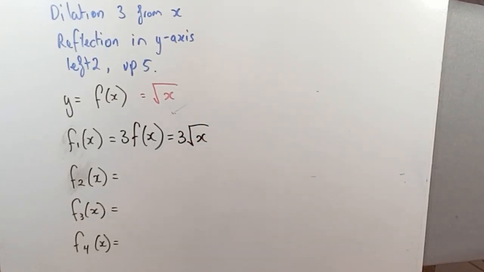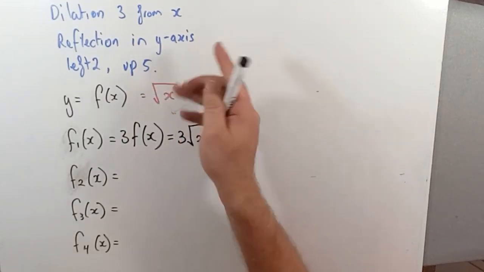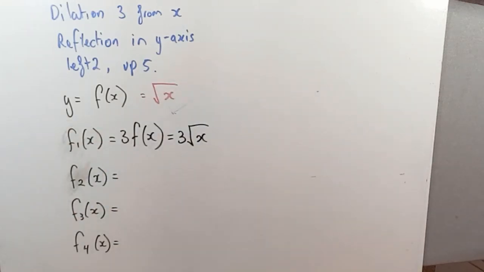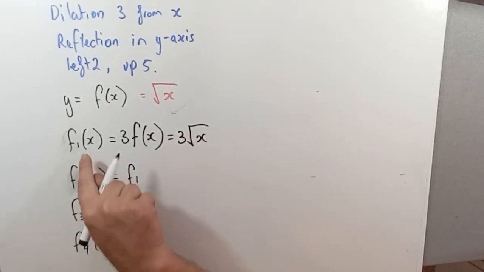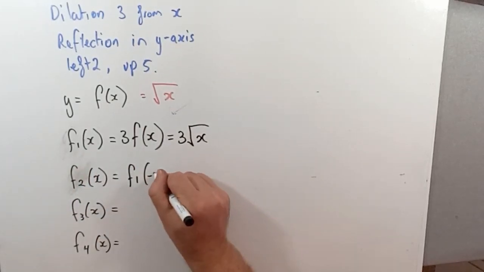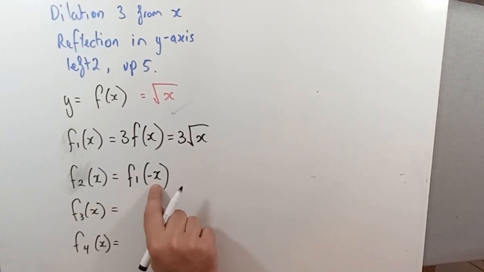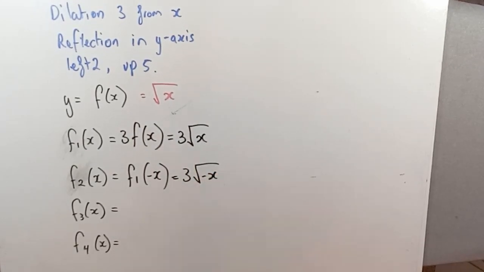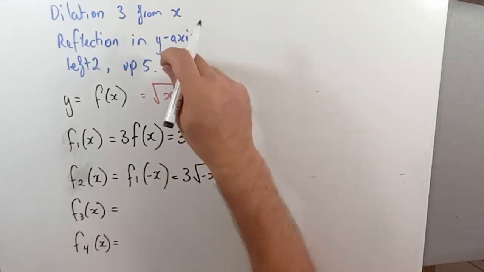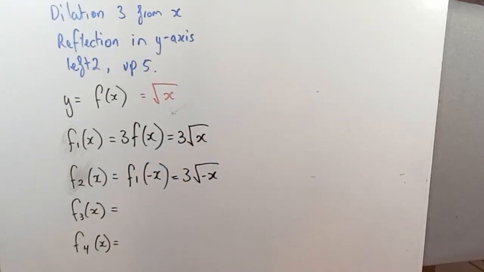Then a reflection in the y-axis. So I'm going to change all my x's and make them negative. So f2 of x is the same as f1, but I'm going to change those values of x to make them negative. So that gives me 3 root negative x. There we go. Then I'm going to take this graph and move it left 2.